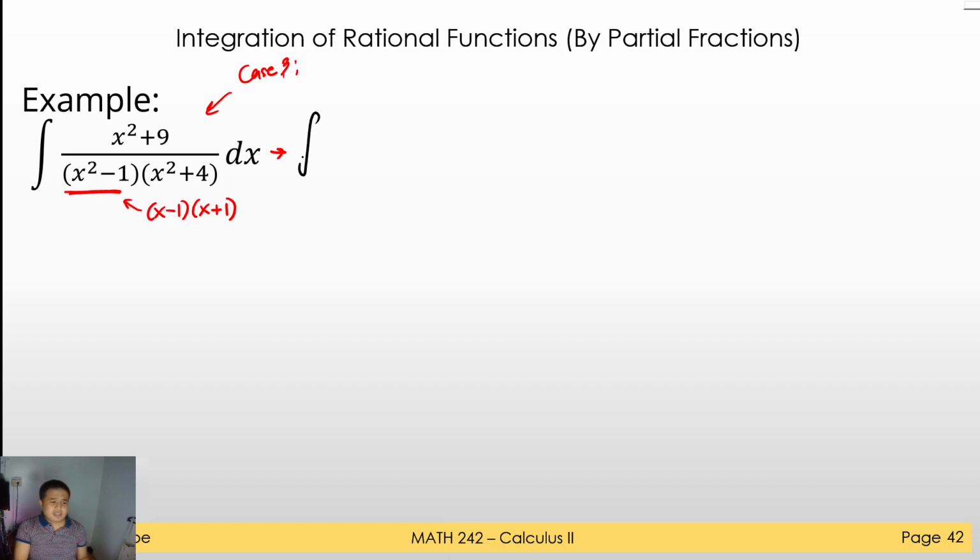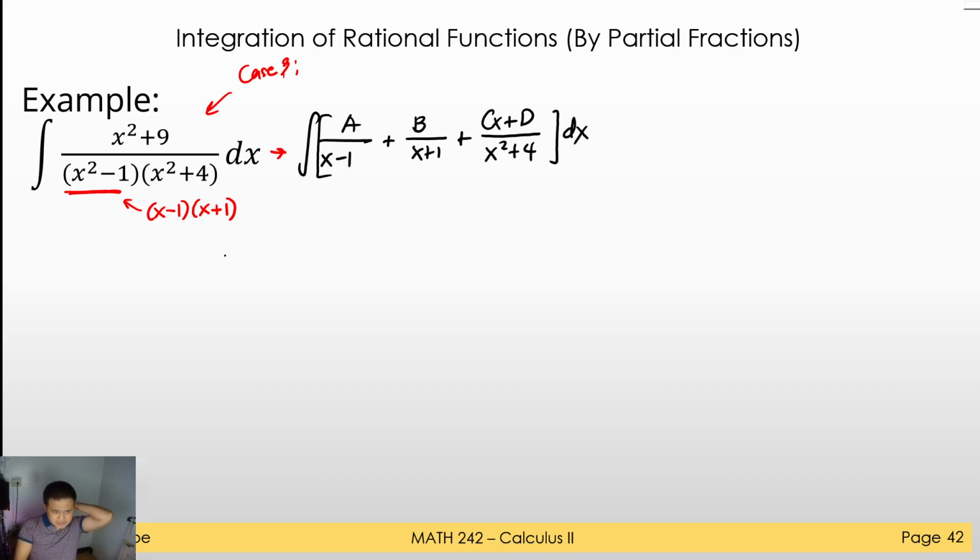Okay, so we can write this again as x minus 1 and x plus 1, and then plus x squared plus 4. So this one, you have A, you have B. But if you have this denominator as a quadratic function, this should be Cx plus D, or constant times x plus a constant only.